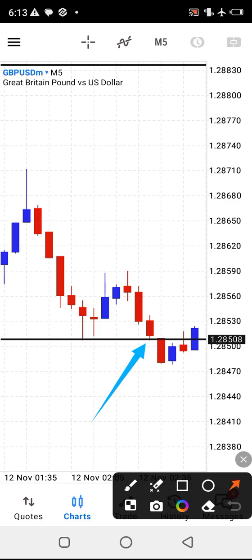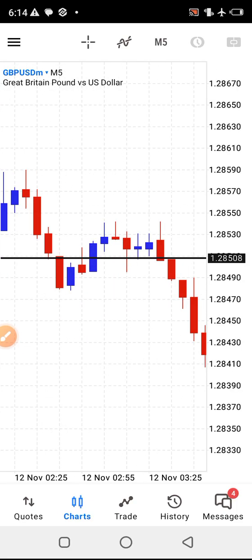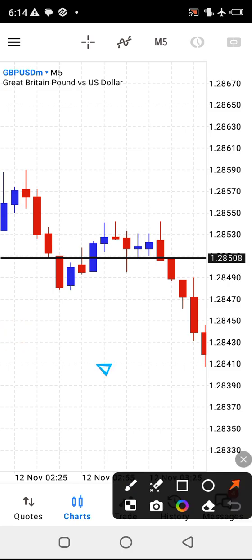So market broke below. This is our break below phase. Then market came and broke above. Nice. So I want to see the first candle that will break below that level, and that will be my entry. Okay, so this is the first candle that broke below. So once it's closing, I'm entering my sell trade.